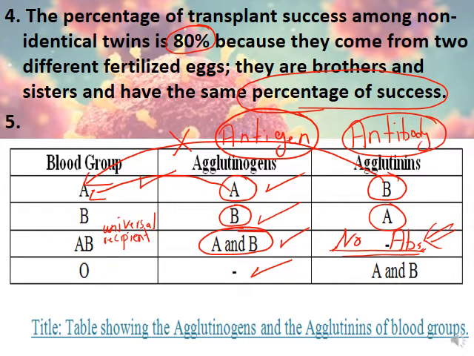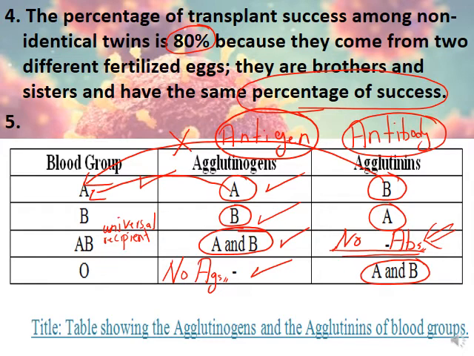Moving to blood group O. Blood group O has no antigens. Why? It has antibody A and antibody B. So with antigens, always you have to look to the donor. So the donor has no antigens. So here, blood group A and blood group B.